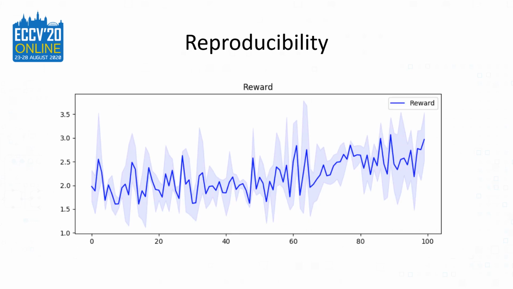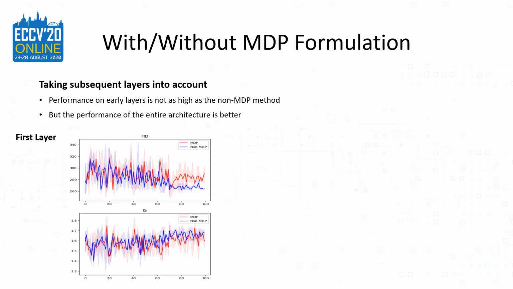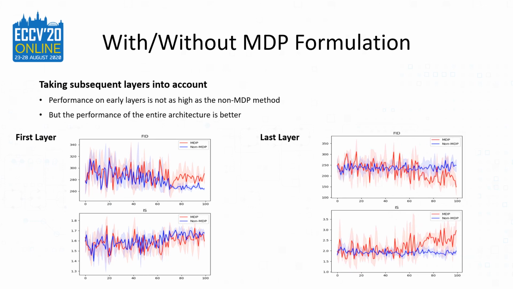We train our agent over 3 different seeds. As shown in the figure, we observe that E2GAN can find similar architectures with good performance on the proxy task. We compare our method with a non-MDP formulation which greedily decides each cell. We notice that our MDP formulation is able to find a better architecture which has a lower reward for the first layer, but a higher final reward for the entire architecture.